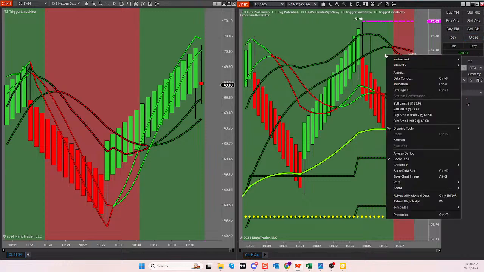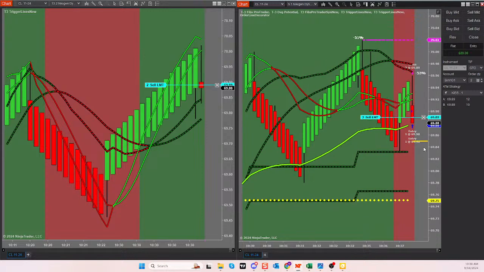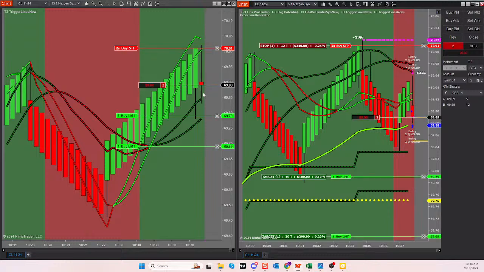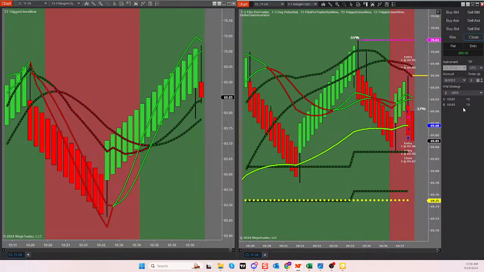If I right-click above price, sell limit 2. And what this says is that if price comes up and reaches my sell limit, obviously I'm not doing that against momentum, my expectation is that the market's going to go down. So my targets are down here, my stop is above me. That's how you activate a limit order. That's the first piece.